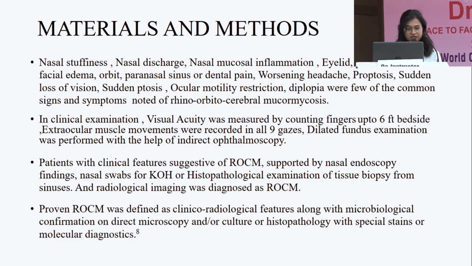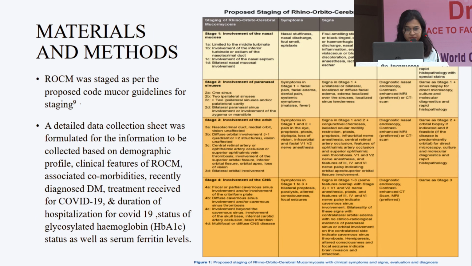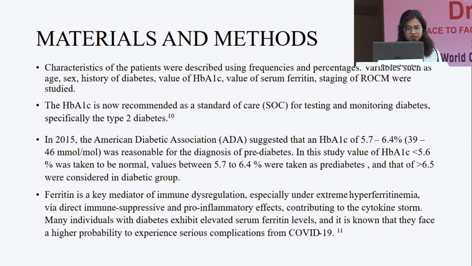Radiological imaging was done. Proven ROCM was defined as clinico-radiological features along with microbial confirmation on direct microscopy and or culture or histopathology. They were categorized into staging by the proposed staging of ROCM. Characteristics of the patients were noted. Variables such as age, sex, history of diabetes, value of HbA1c, value of serum ferritin, and staging were studied.